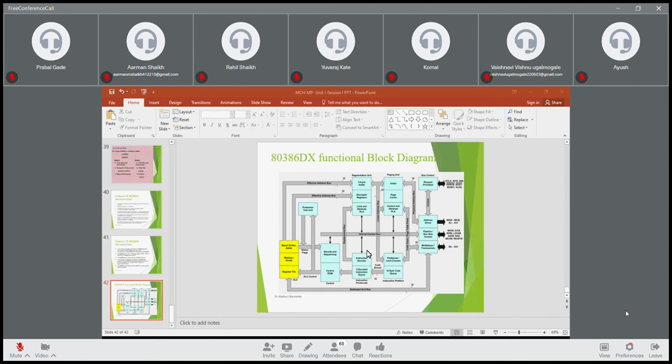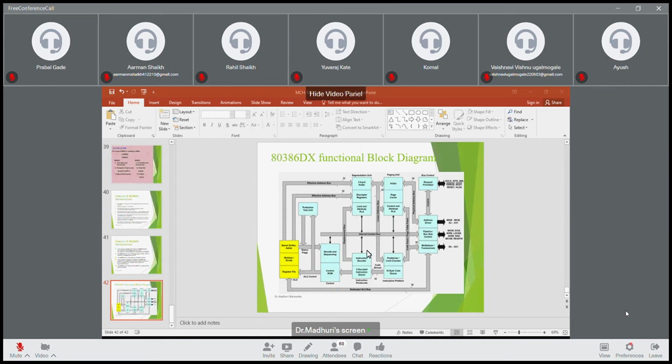Now the extended instruction pointer. Next is the flag register, that is the EFLAGS register. Next is the segment registers. The segment registers are your code segment, data segment, extra segment, and stack segment. These are the basic segment registers.